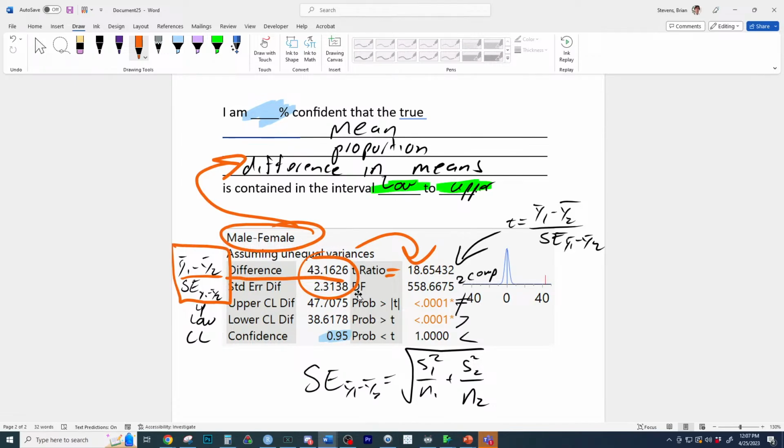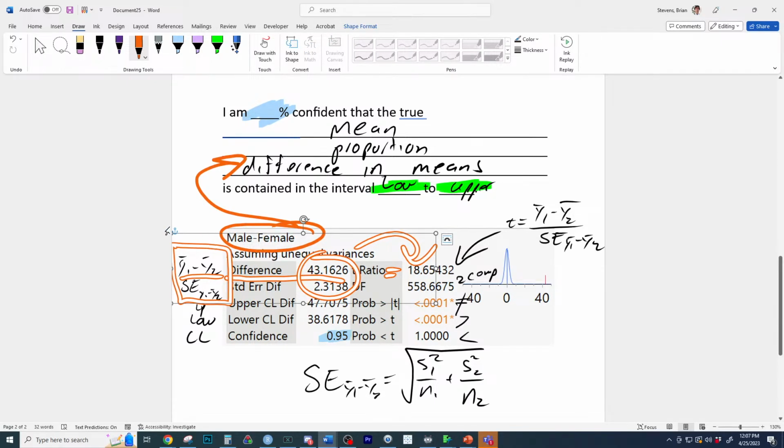But does that mean being male causes someone to be heavier? No. It's just evidence that there's a relationship between the two variables, where typically males are heavier. This is weight. We were going to do height, but this is weight right here.